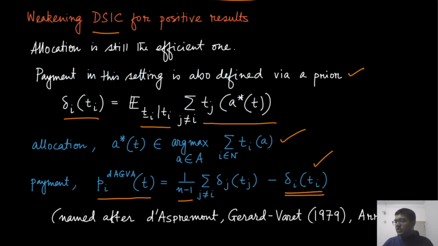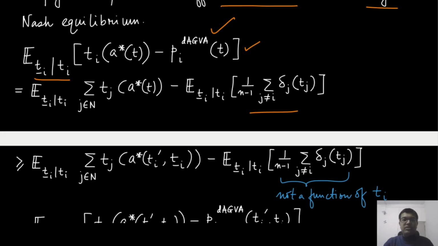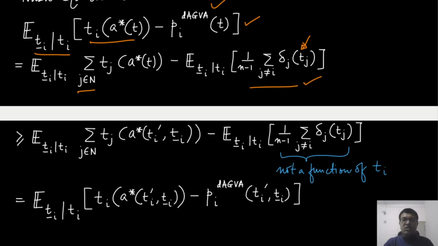The second term, which was delta i of Ti, is nothing but the expectation of the types of all the other players at this efficient allocation A star of T, summed over all the players except agent i. And now that is being subtracted. If we club that together with the first term, the Ti term, then what we get is the sum over all the players. The second term, you can already see that these delta j's are functions only of Tj, because the other terms have been taken expectation over. So this term essentially does not depend on Ti. All that depends on Ti is this first term.